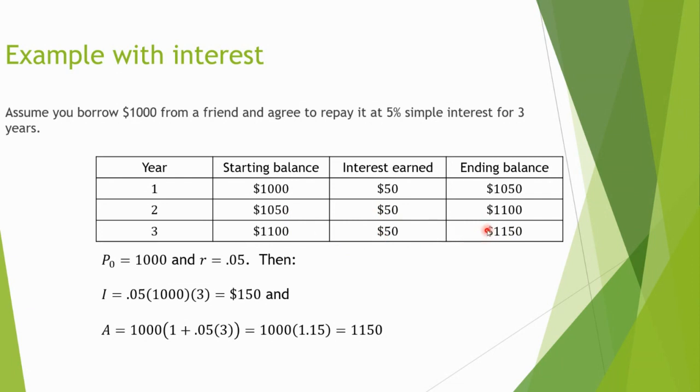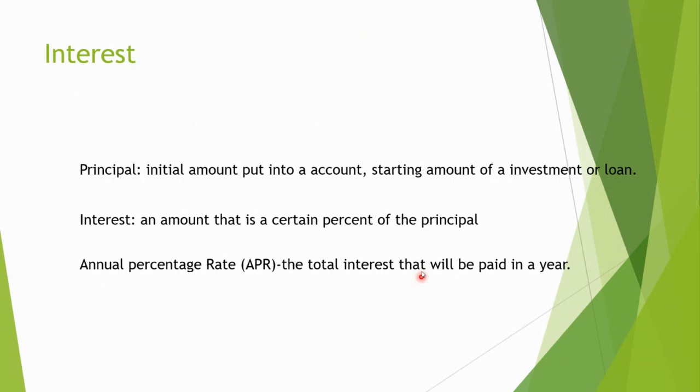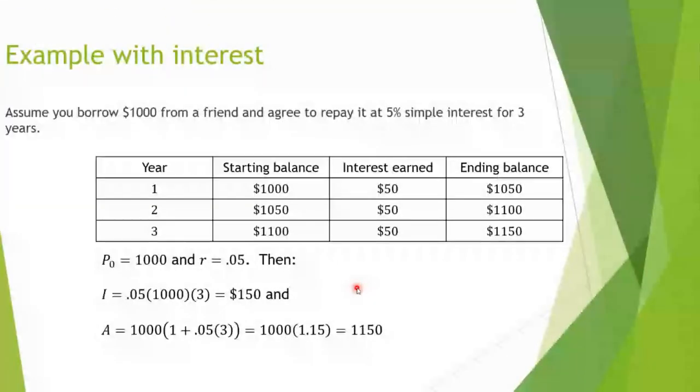So at the end of year 3, we owe our friend not only the $1,000, but we owe that friend interest as well. And this is what I was saying with simple interest. The interest is only calculated once with the principal, and it's added on each year. That's simple interest, and we use the APR to calculate that. If you went back to the definition, you use that to get the total interest in a year, to be paid in a year.